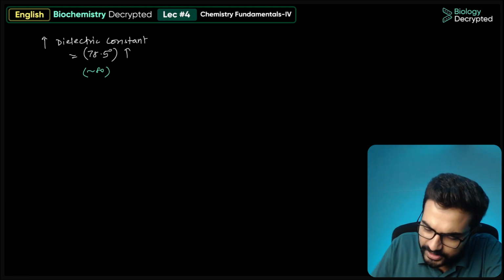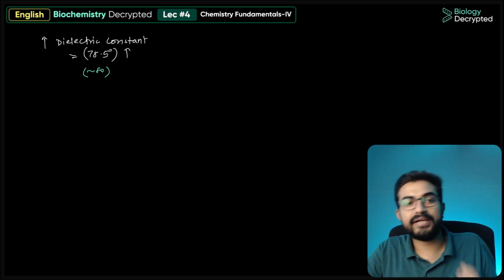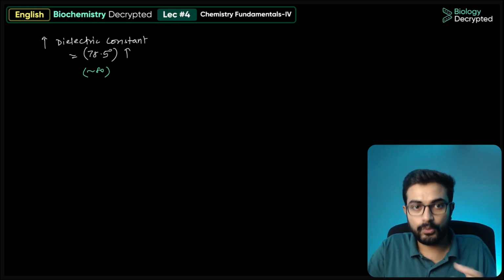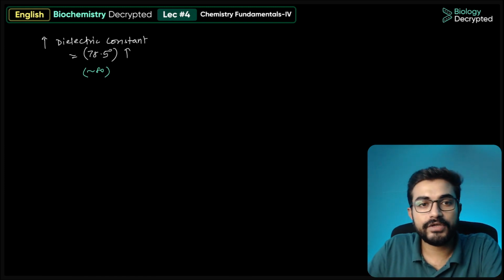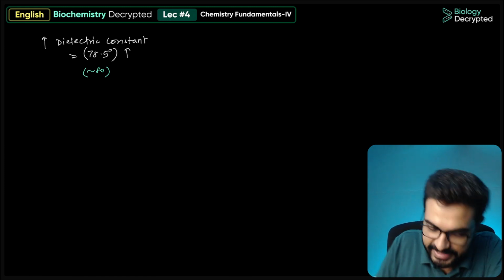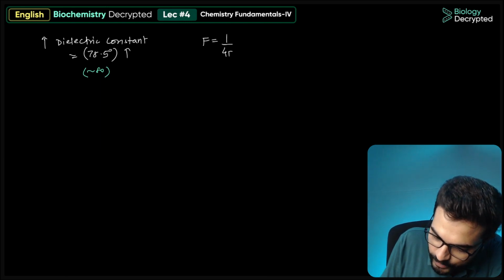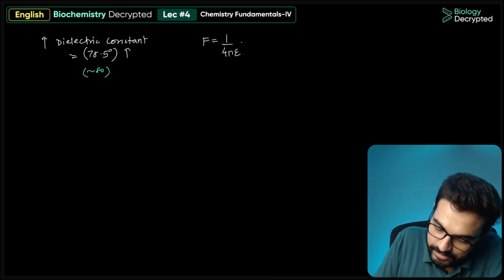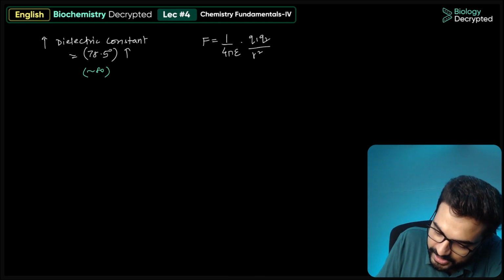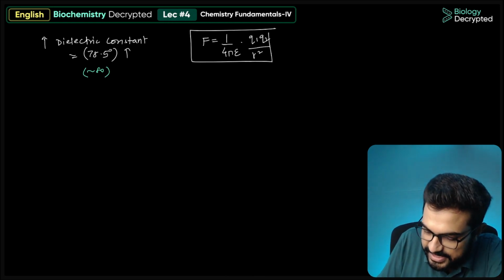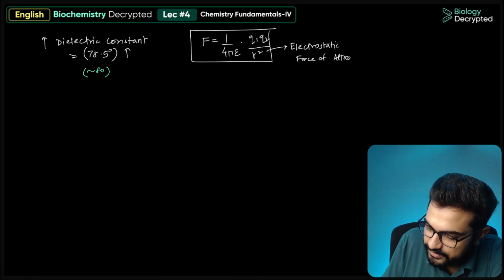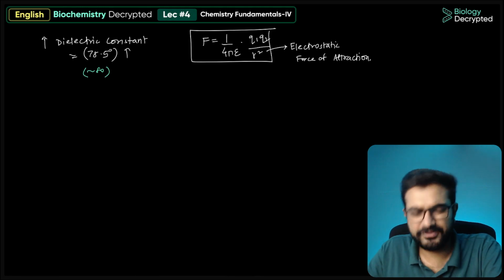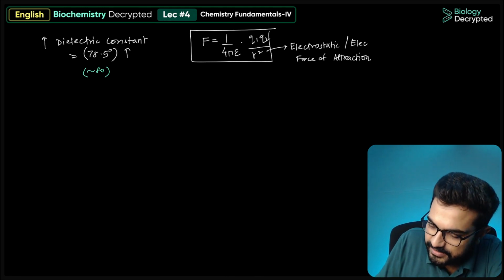So now, what is the role of dielectric constant? Why does this high value of dielectric constant matter? Why does it make water a very good solvent? Well, I hope you remember the concept of Coulomb's electrostatic force of attraction. Yes, the formula is F is equal to 1 by 4 pi epsilon Q1 Q2 upon R square. This is the formula for electrostatic force of attraction, or we can just say electrostatic interactions.